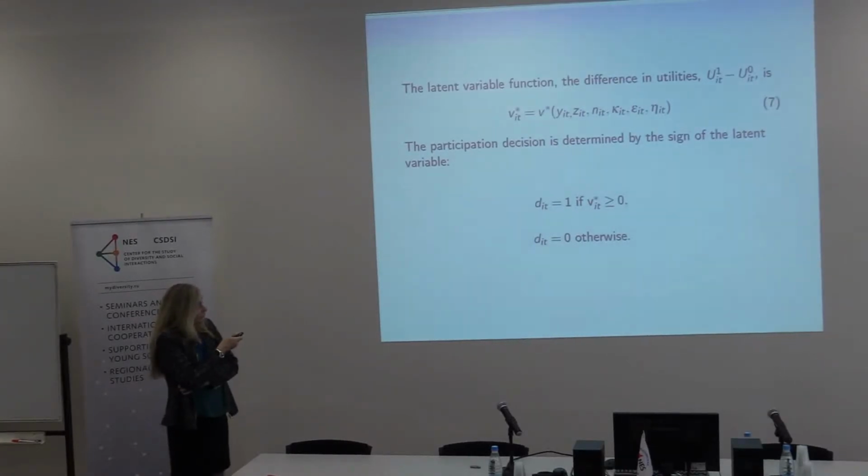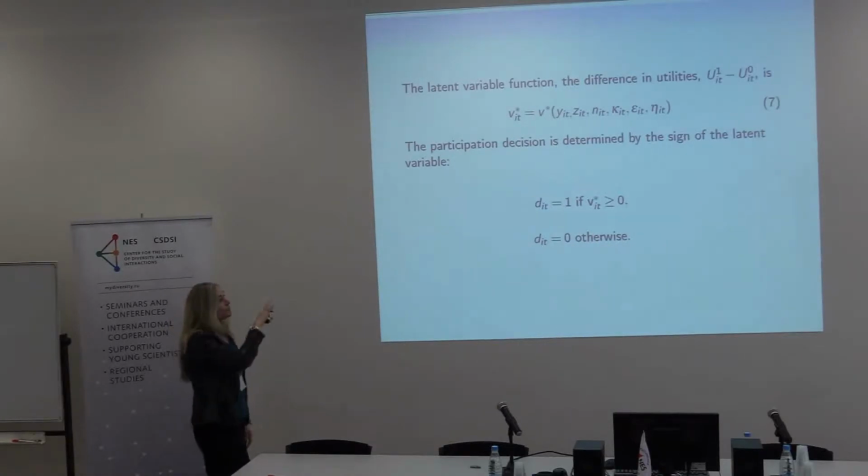And so this is the index. This V is really the difference between U1 and U0, and whether that's positive or negative determines whether you work or not. That's a typical framework for modeling binary choices. It is also used in marketing: do I buy this brand of pizza or this other brand of pizza? From this you can get a logit model or a probit model.